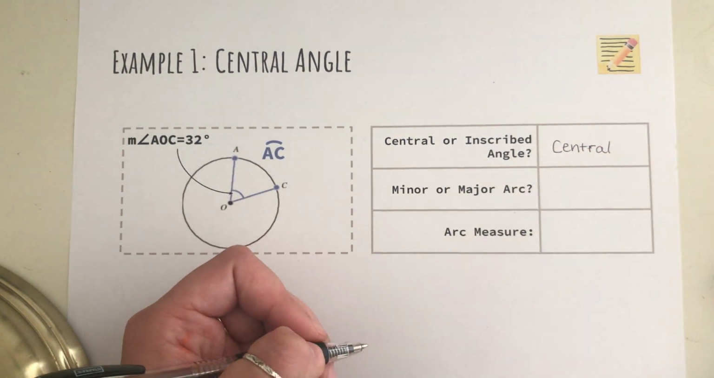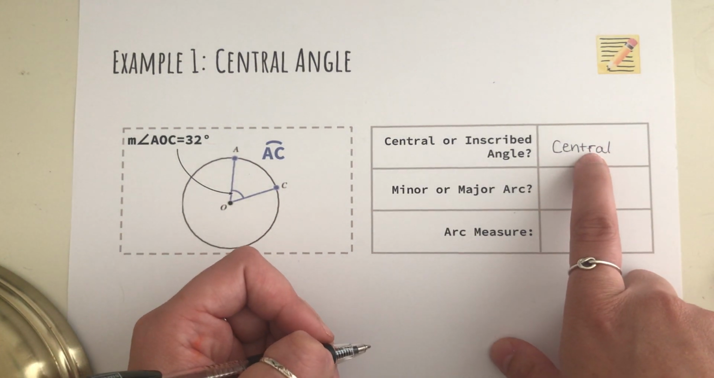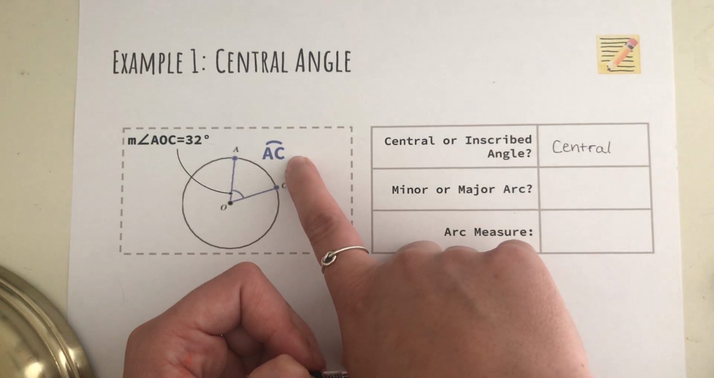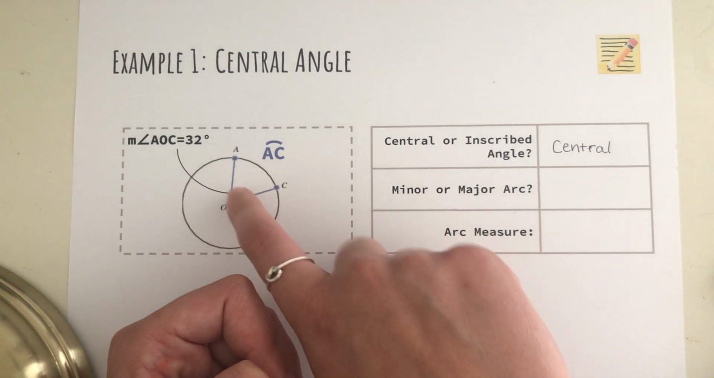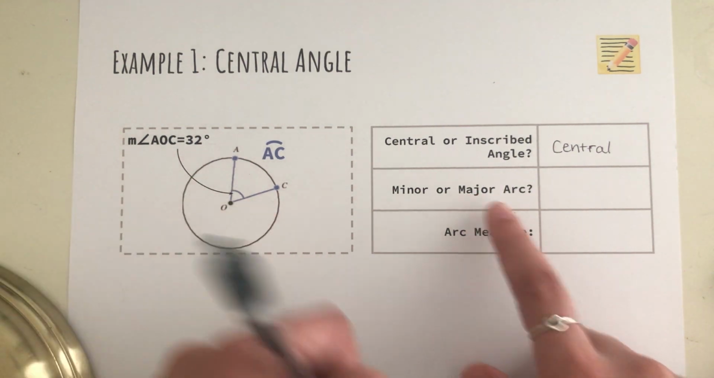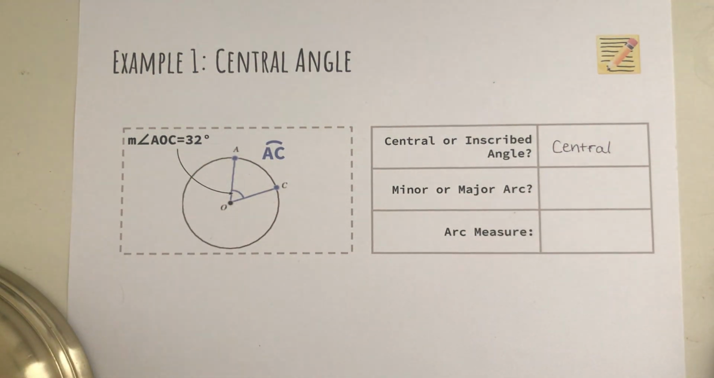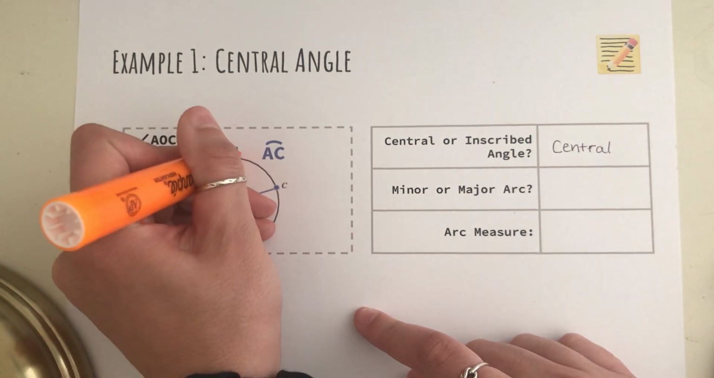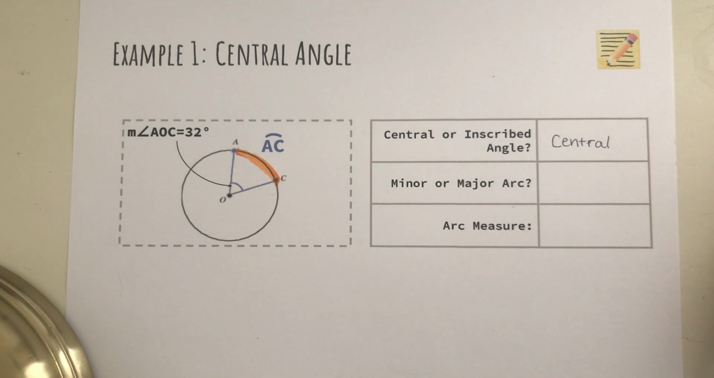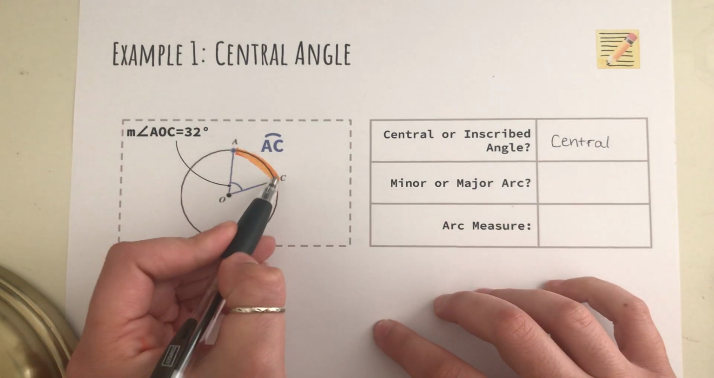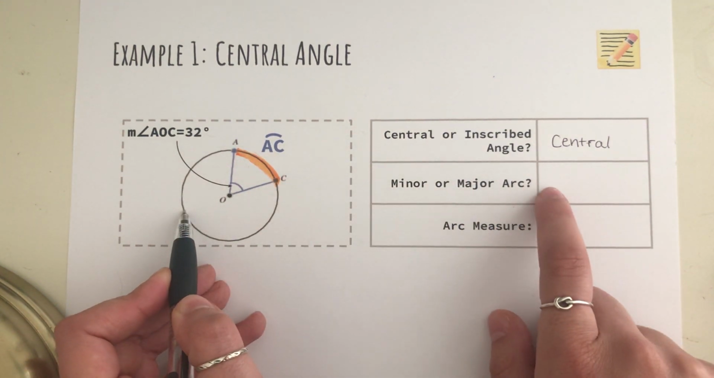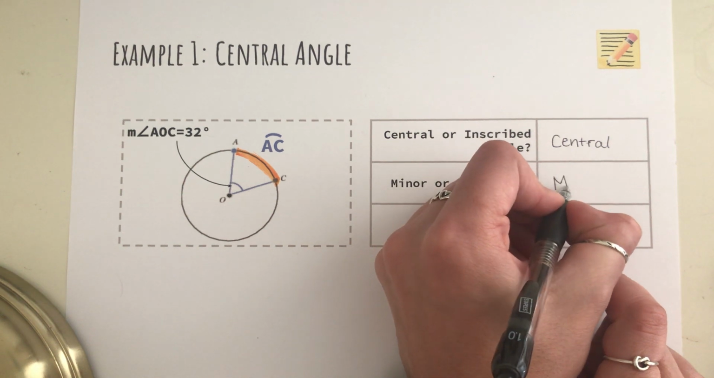And I remember from a few slides back that when I'm dealing with a central angle, the arc is equal to it. So the measure of arc AC is equal to my central angle. Now, is this a minor or major arc? So we look at how big arc AC is. Now, it's not very big. It's definitely less than 180 degrees. And remember, 180 degrees is half of a circle. So because it's less than half of a circle, we call this a minor arc. So I'm going to write minor.